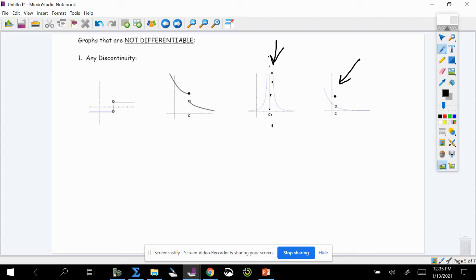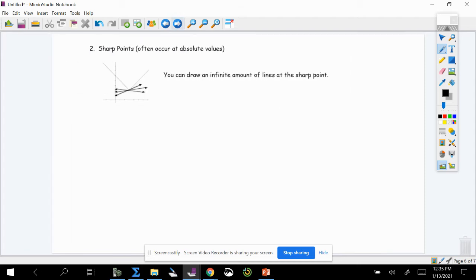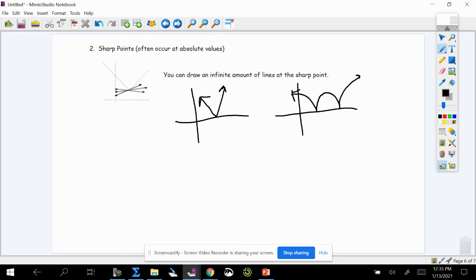The next category of not differentiable is kind of a fun one. It's if the graph has a sharp point. A sharp point could look like an absolute value graph. I've seen graphs that look like this. They look like a bouncing ball almost. Anywhere you have a sharp point, it's also called a cusp. I've seen that word used on the AP test, where they'll ask about a cusp. A cusp is just a really fancy way of saying a sharp point.